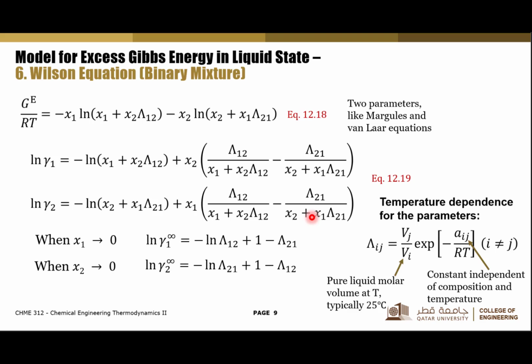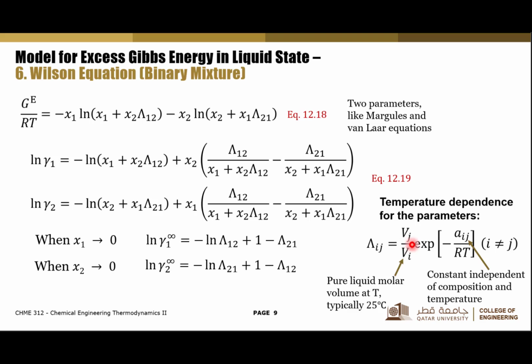So we have the Wilson equation. Again, we're going to start off with binary first, and then we'll go to multi-component systems. So for the Wilson equation, again, we have the excess Gibbs energy over RT equal to this expression here, where now we have this parameter called lambda. Okay, so 2 parameters, just like the Margules and the Van Laar. So we have a lambda 1,2 and lambda 2,1. The value for this is obtained using this equation here. Okay, so this equation also shows you that these are temperature dependent. Why? Because we have R multiplied by T.